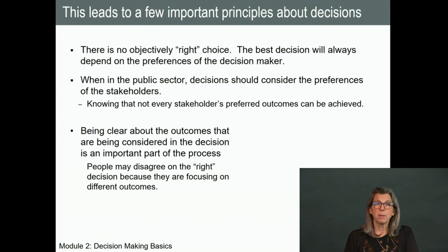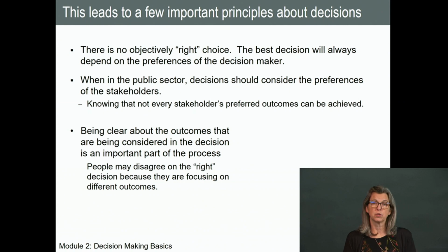This leads to a couple of really important principles about decision making, when you take it from this research perspective. One is that there is no real right choice. As I mentioned earlier, you can't objectively say this is the right choice unless you're assuming something about a person's values. You really have to understand what the decision maker values before you can decide whether or not it was a good choice.